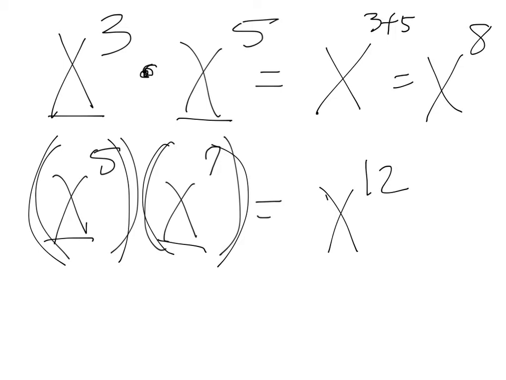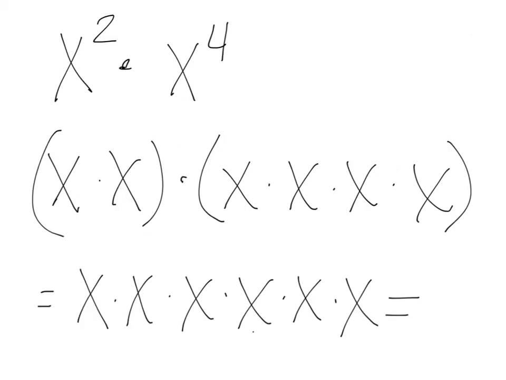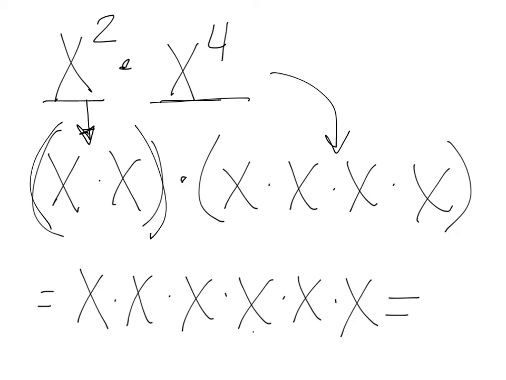All right? Why does it really work that way? Well, take the example of x squared times x to the 4th. X squared is really just x times x, right? And see how I put that in parentheses? X to the 4th is really x times x times x times x. That's 4 of them. And so what we have here, this is all multiplication. It's x times x times x times x times x times x, which is x to the 6th.